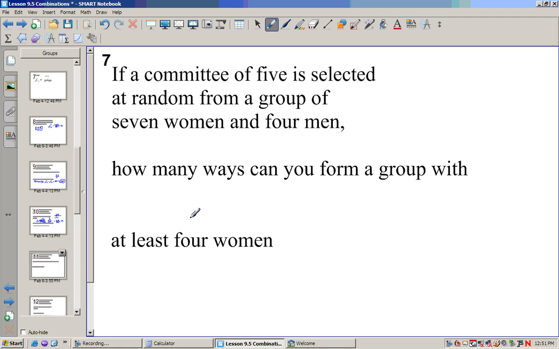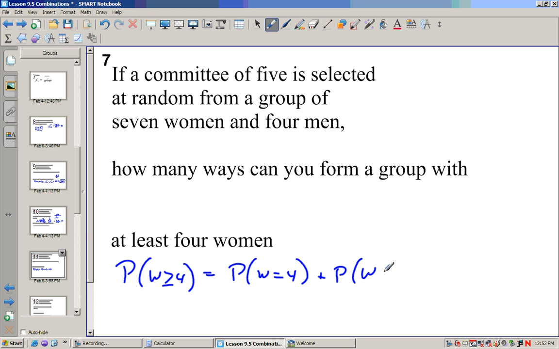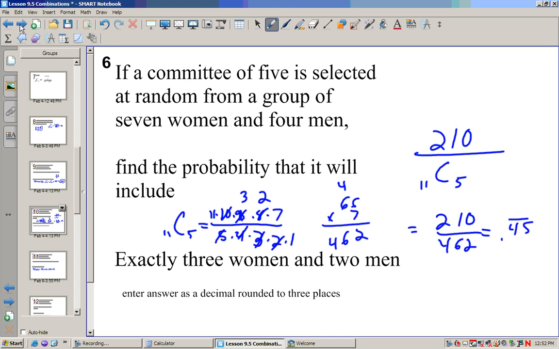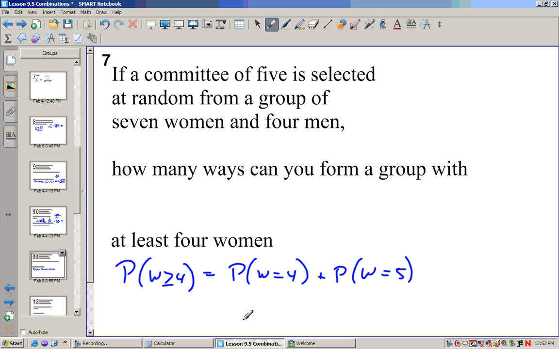Now what's the probability that you get at least 4 women? So probability that women are greater than or equal to 4 in a group. Well, we have to figure out the probability that women equals 4 and add it to the probability that women will equal 5. So we want to figure out how many groups out of these. And we know the total possible groups is going to be 462.